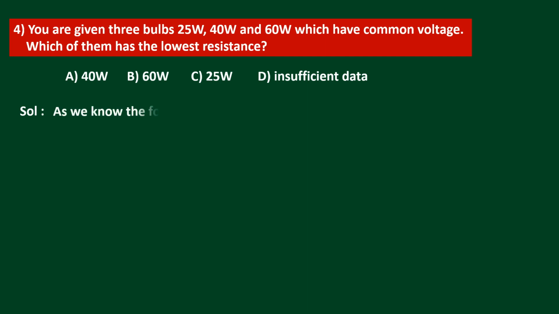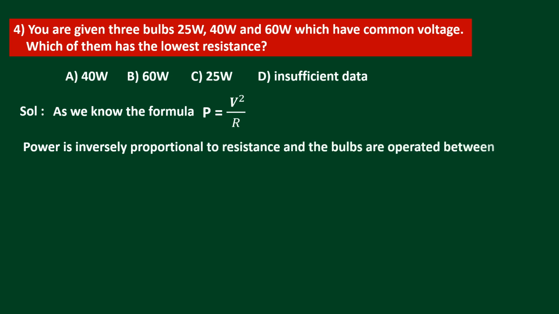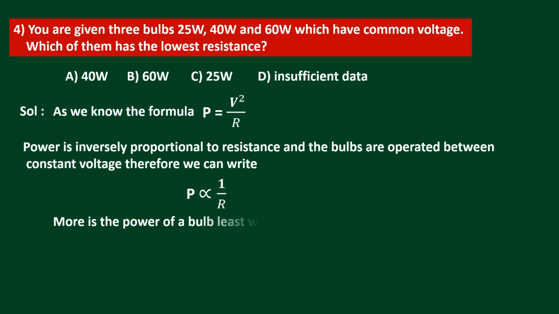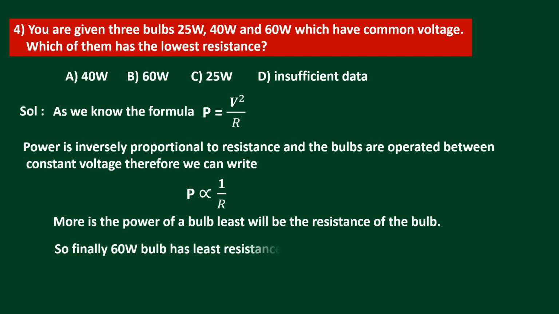As we know the formula, P is equal to V square by R. Power is inversely proportional to resistance and the bulbs are operated at constant voltage. Therefore, we can write P is proportional to 1 by R. More is the power of a bulb, least will be the resistance of the bulb. So finally 60 watt bulb has least resistance.